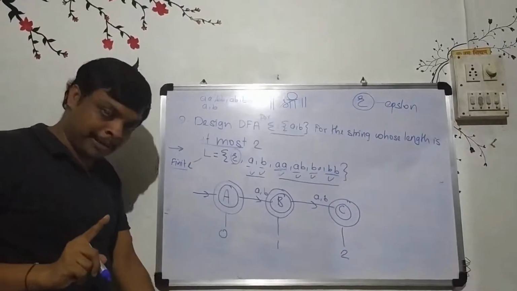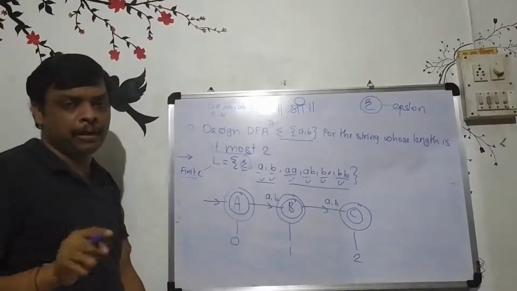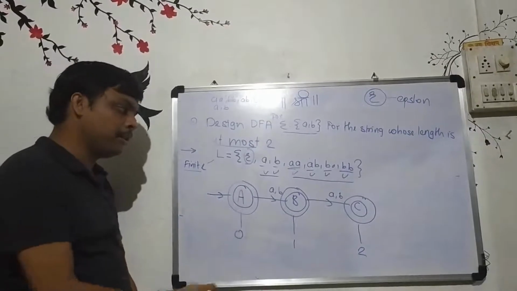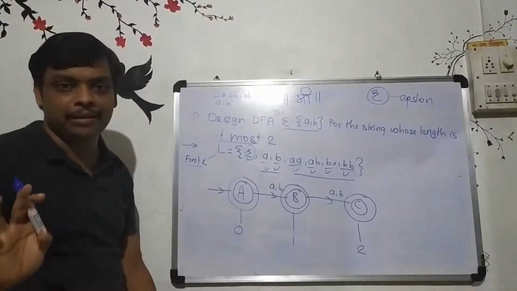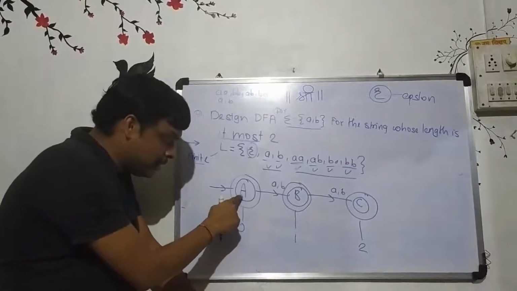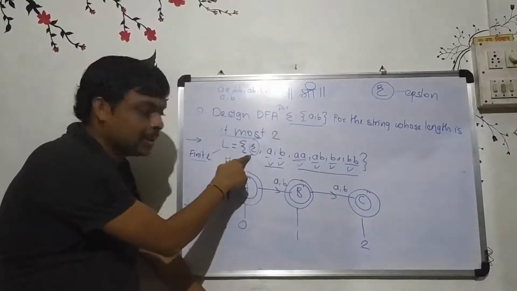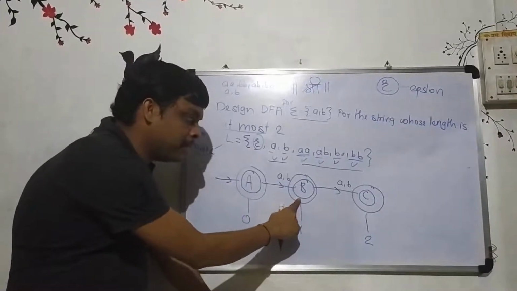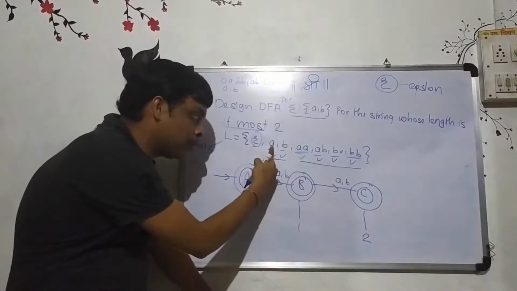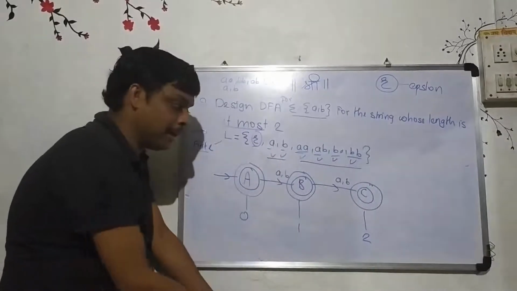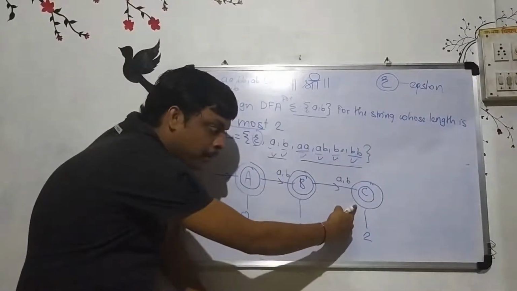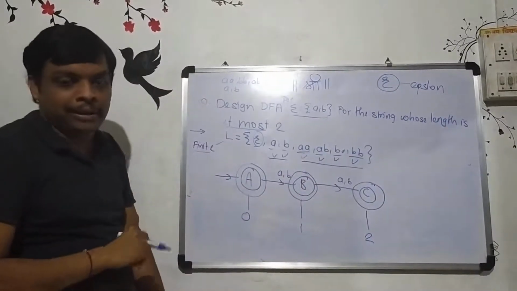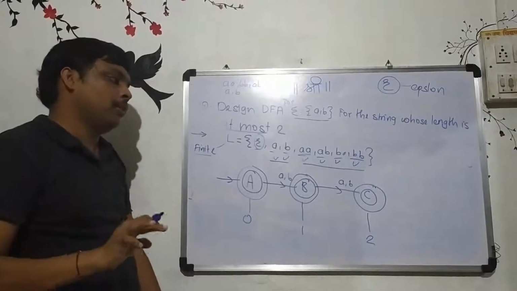Getting this particular point is slightly difficult. As far as this particular example is concerned, we have made all 3 states final. Why did we make the initial state final? Because we have to accept epsilon, string with length 0. Why did we make capital B final? Because we have to accept strings with length 1, either A or B. And why did we make this C final? Because we have to accept strings with length 2 as well. Getting the reason?